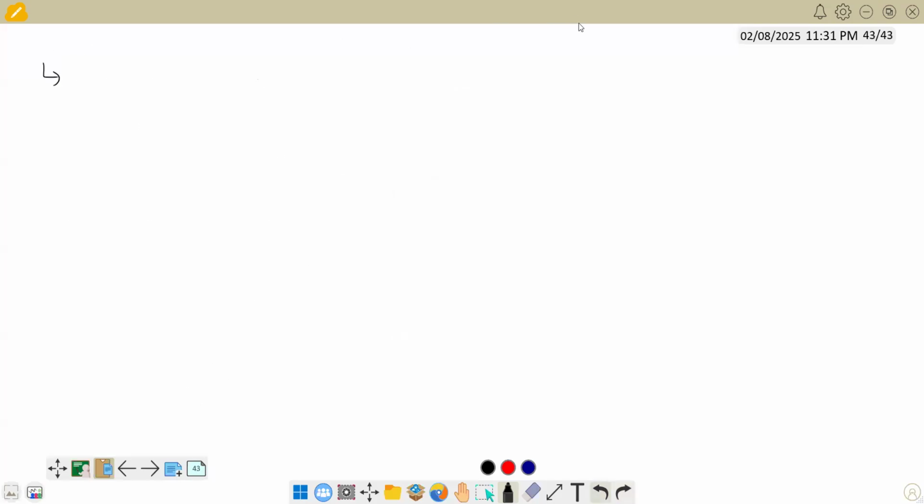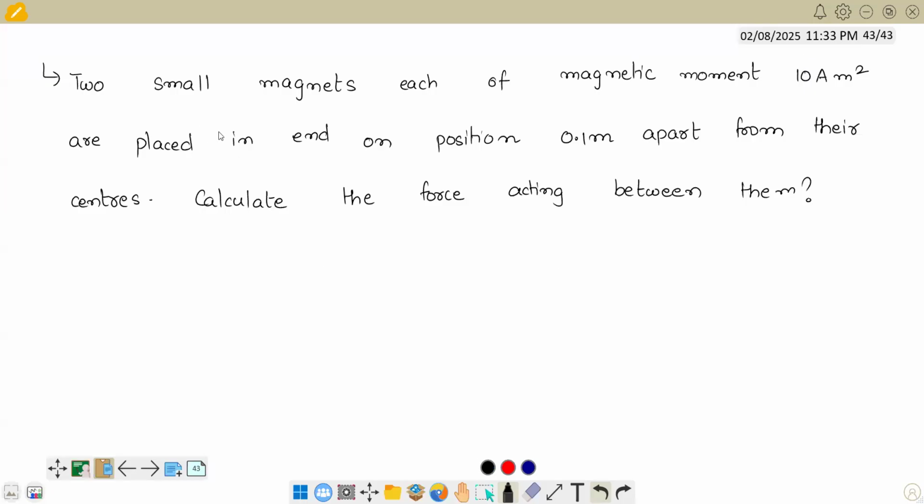Next, let us solve one more problem based on this and end this discussion. Two small magnets, each of magnetic moment 10 ampere meter square, are placed in end-on position 0.1 meter apart from their centers. Calculate the force acting between them. First, let us see what is the meaning of this end-on position. End-on position means simply axial position. So that means indirectly saying both the magnets are in this.